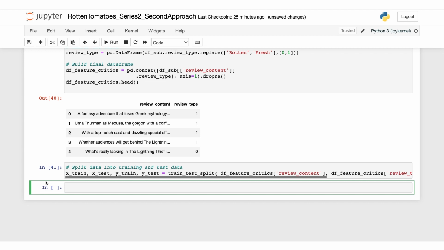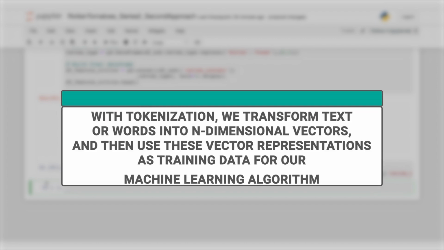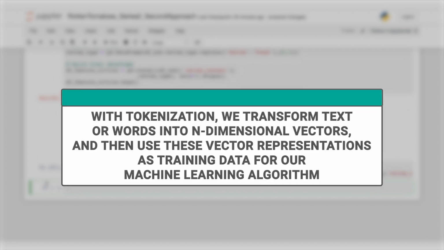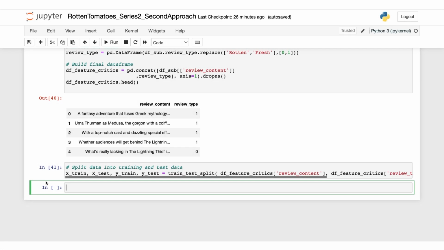Now, in the data frame we have, each review is represented as a string, which is a collection of words. We need to convert these strings into a format that can be used by a machine learning algorithm. This process is known as tokenization in natural language processing, or NLP. Here's where we transform text or words into n-dimensional vectors and then use these vector representations as training data for our machine learning algorithm. To achieve this, we will convert the text reviews into a matrix of token counts.